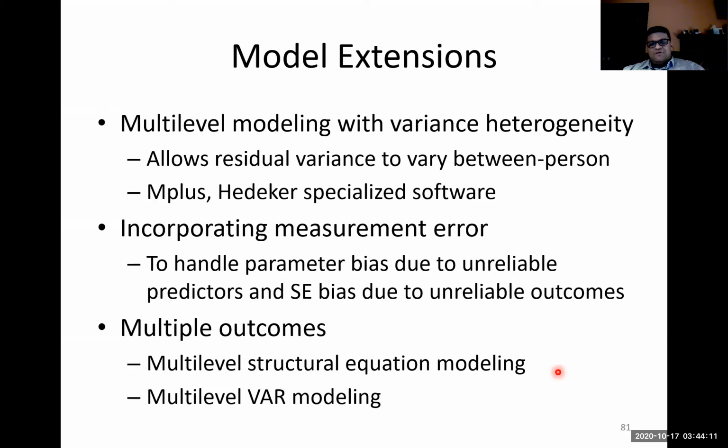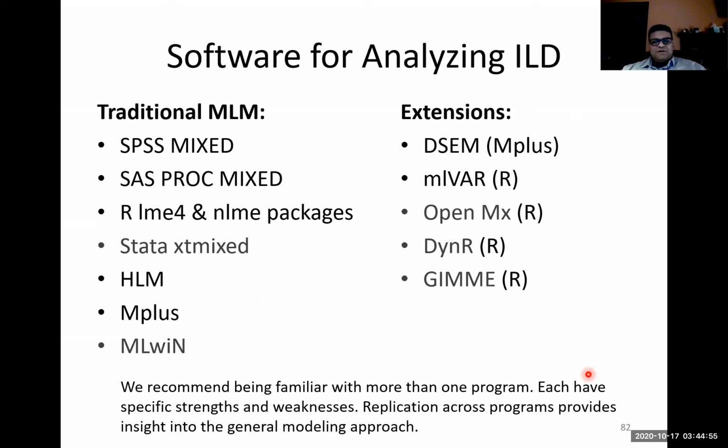And if you're interested in modeling lagged effects of multiple outcomes at the same time, that would be a version of multi-level VAR modeling, vector autoregressive modeling, where the vector part refers to the fact that instead of having one outcome, you have a vector of outcomes that are varying over time. So there are lots of extensions to the basic multi-level model that we've been focusing on.